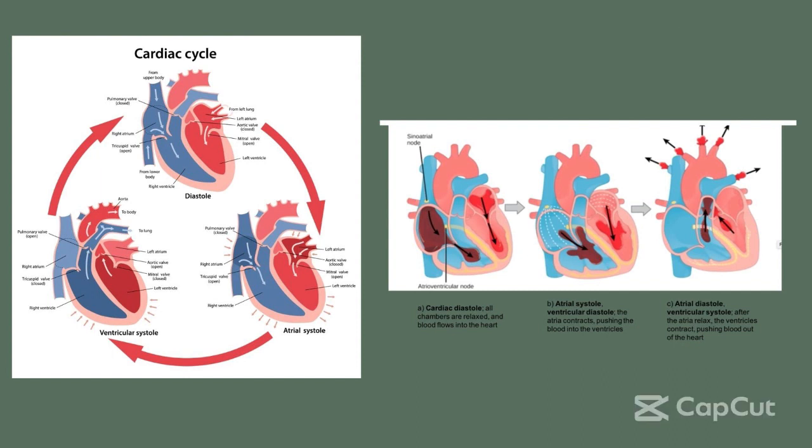Now, what happens when we get contraction of the ventricles? We've discussed where the blood is going to move. The atrioventricular valves will close to prevent movement back into the atria. The semilunar valves, so that's either the aortic valve or the pulmonary valve, will open because of the increased pressure caused by this ventricular systole, allowing blood to leave out of the left ventricle through the aorta or the right ventricle through the pulmonary artery.